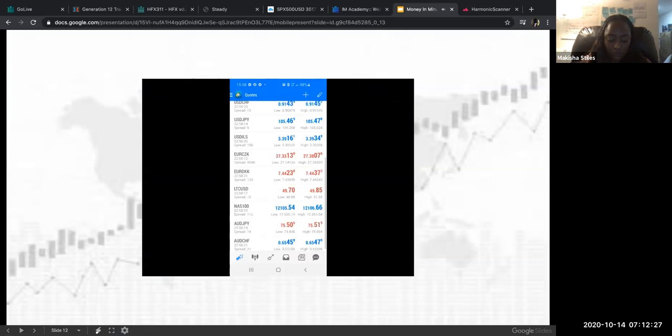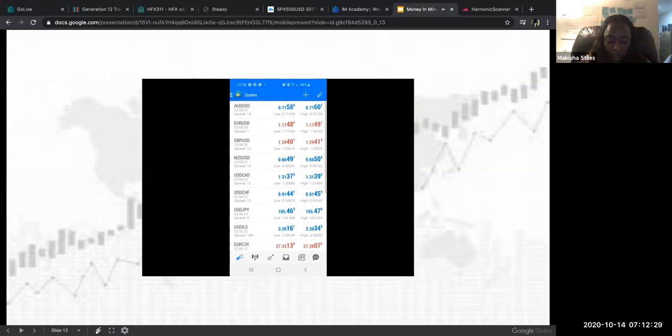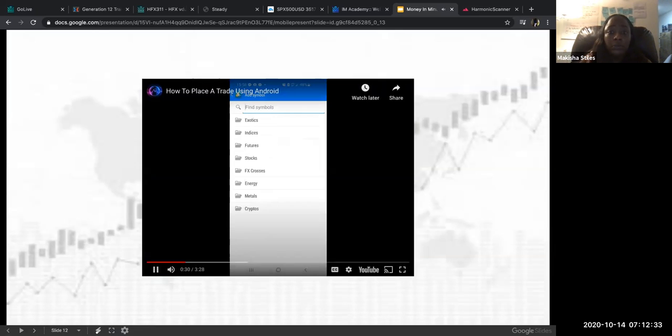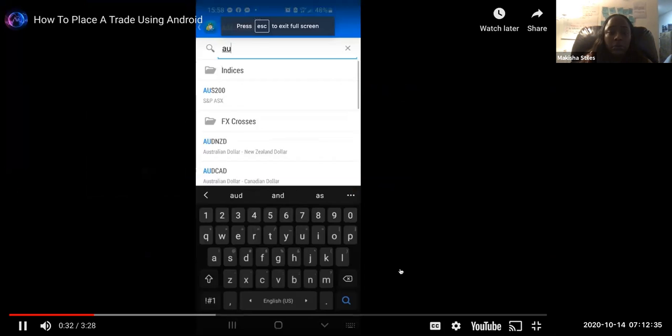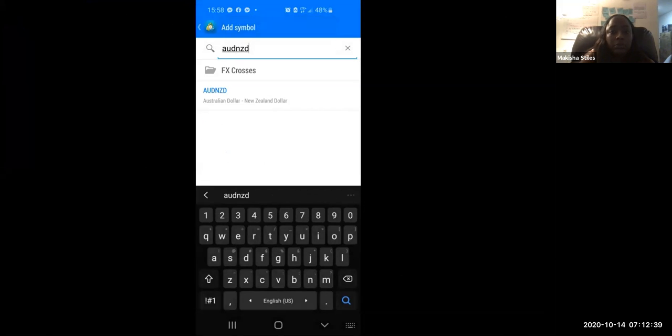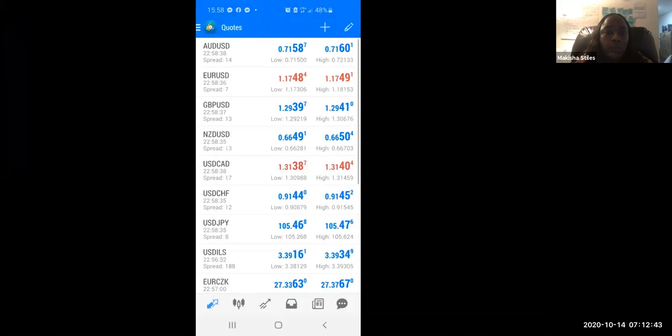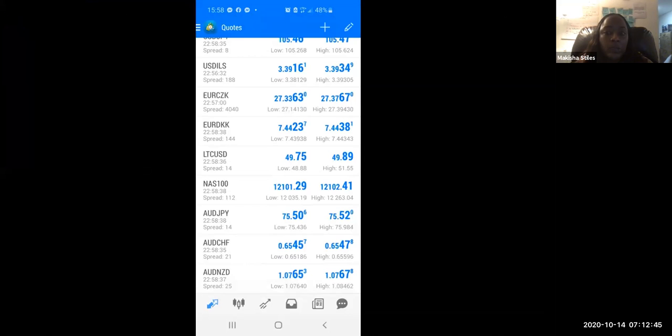So say when I scroll here, I don't see it. It's not on here. The first thing I would do is click on this plus sign at the top right-hand corner. I would type in AUD NZD, right? You see it pops up. All I'm going to do then is click it. It disappears. So I'm just going to back out of it, press the back button, and come down here. Now it's at the bottom. So now you're prepared to trade.